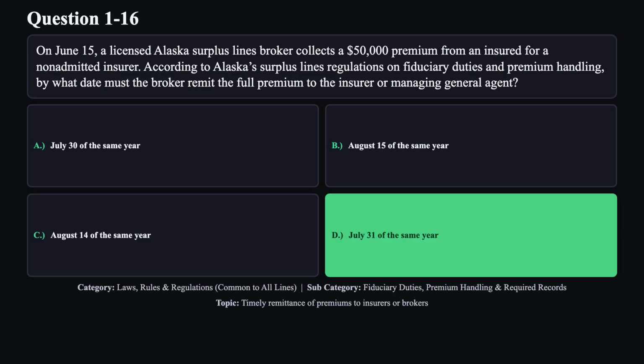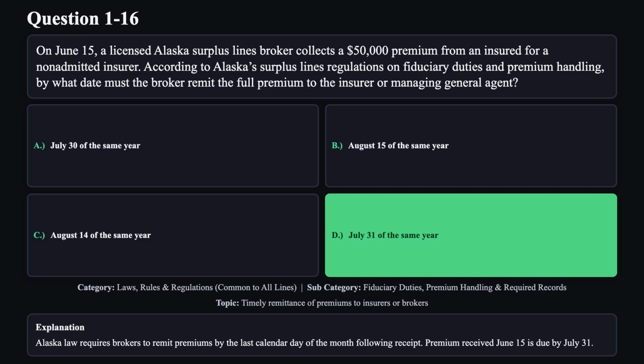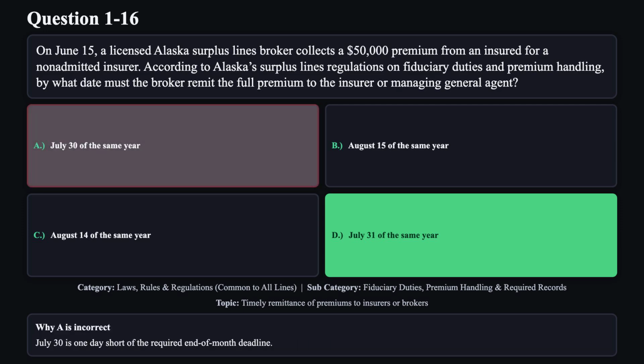The correct answer is D. Alaska law requires brokers to remit premiums by the last calendar day of the month following receipt. Premium received June 15th is due by July 31st. Reason A is not correct. July 30th is 1 day short of the required end-of-month deadline.